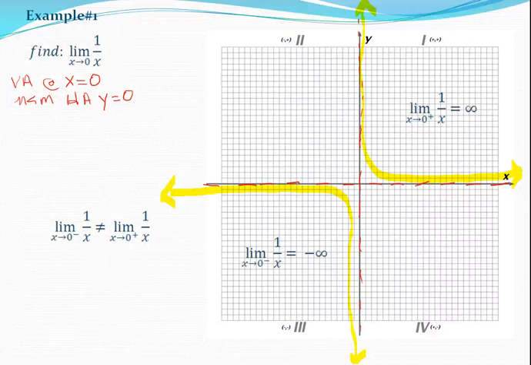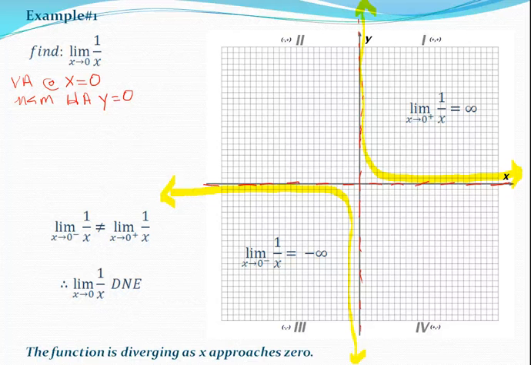The other problem that I have is the fact that the two limits, the limit from the left and the limit from the right, are not approaching the same value. I've got negative infinity and positive infinity, which are not equal. Therefore, I say definitely my limit as x approaches 0 of 1 over x does not exist, because the function is diverging as x approaches 0.